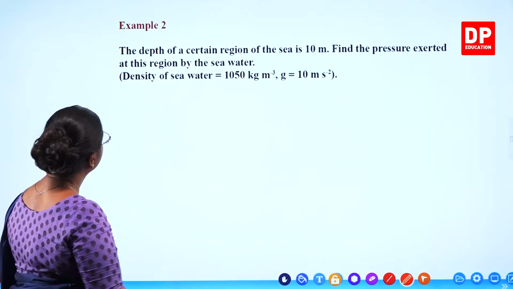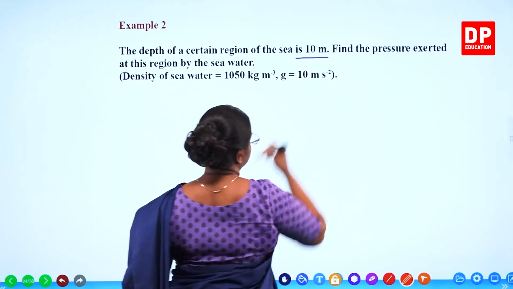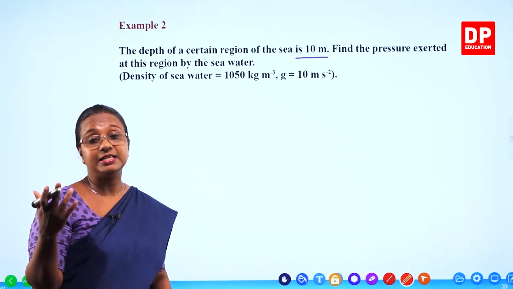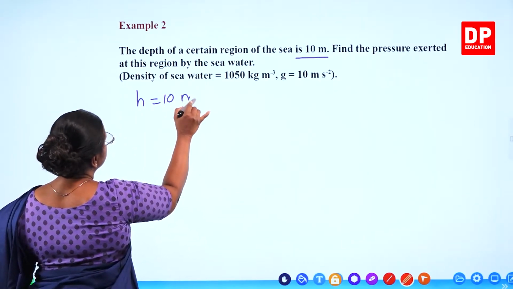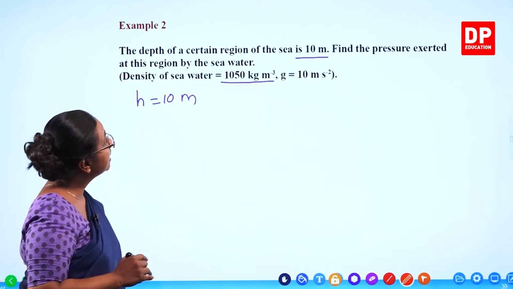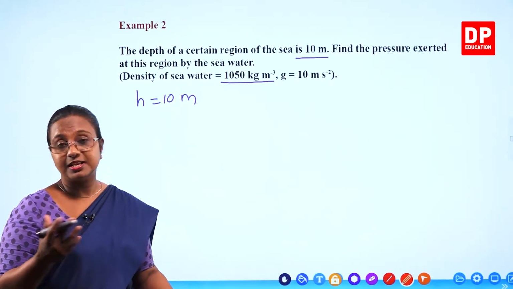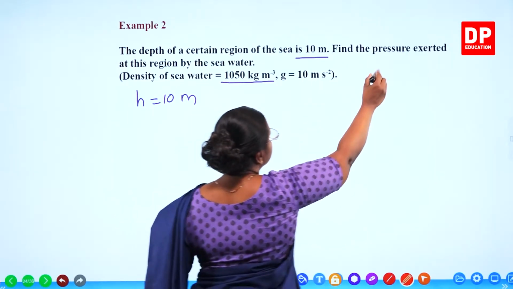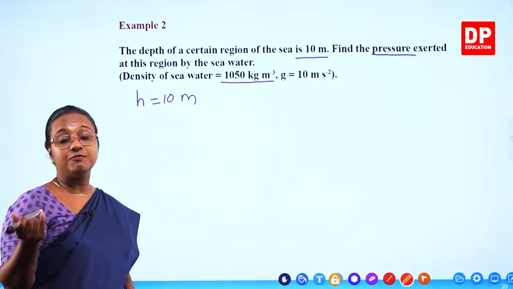Example 2. The depth of a certain region of the sea is 10 meters. So, here when they say depth, we consider it as the height, H, in P equals H rho G. So, here H is 10 meters. Then the density of sea water, as I told you, is given as 1050 kilogram per meter cube, and gravitational acceleration is 10 meters per second square. What do we need to find? Find the pressure exerted at this region by the sea water.